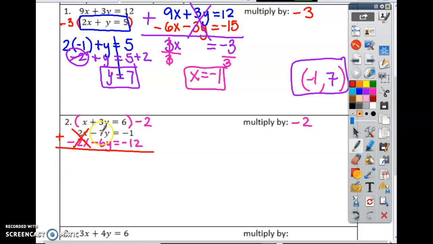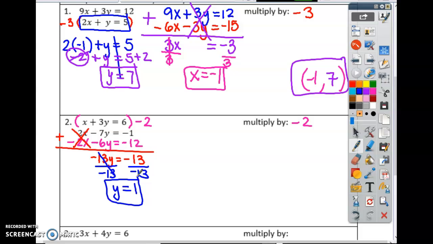This is -7 plus -6. What's -7 plus -6? -13y equals, what's -1 plus -12? -13. Okay, divide both sides by -13. Y equals 1.